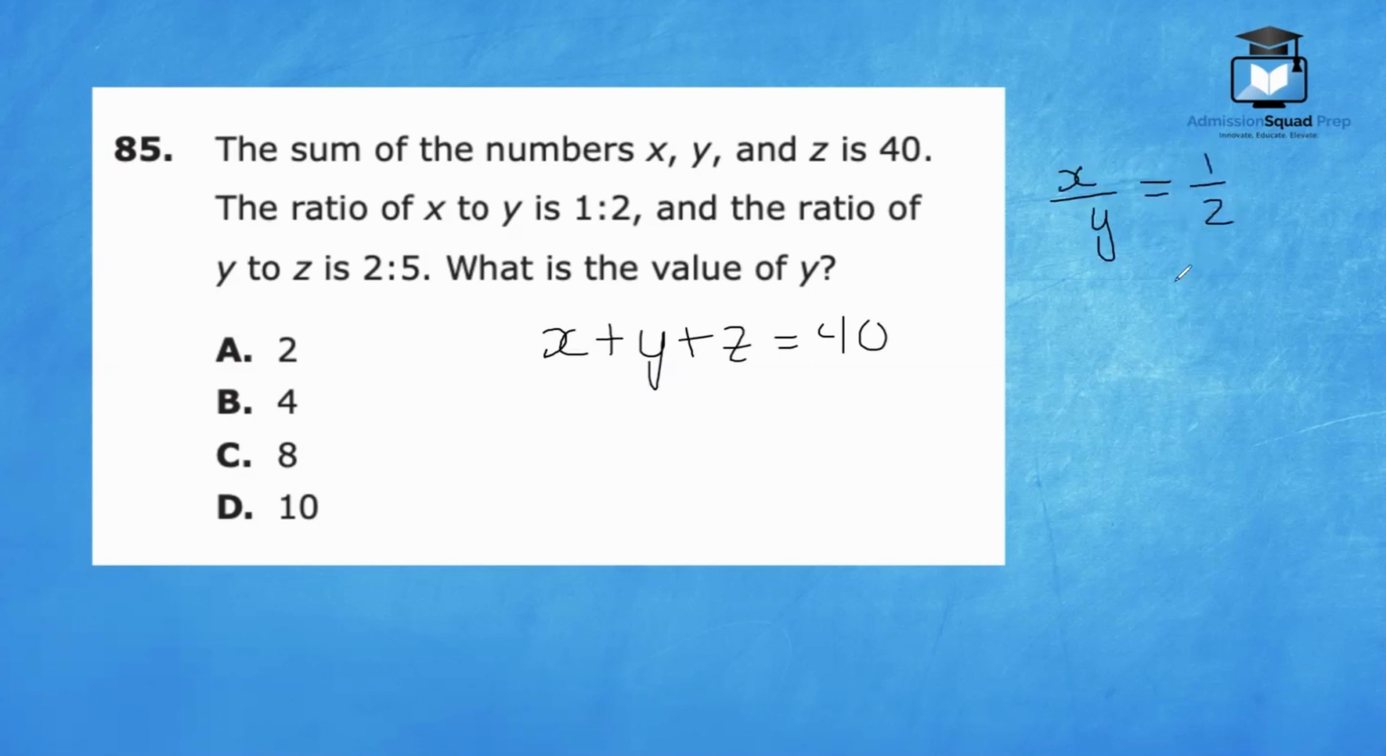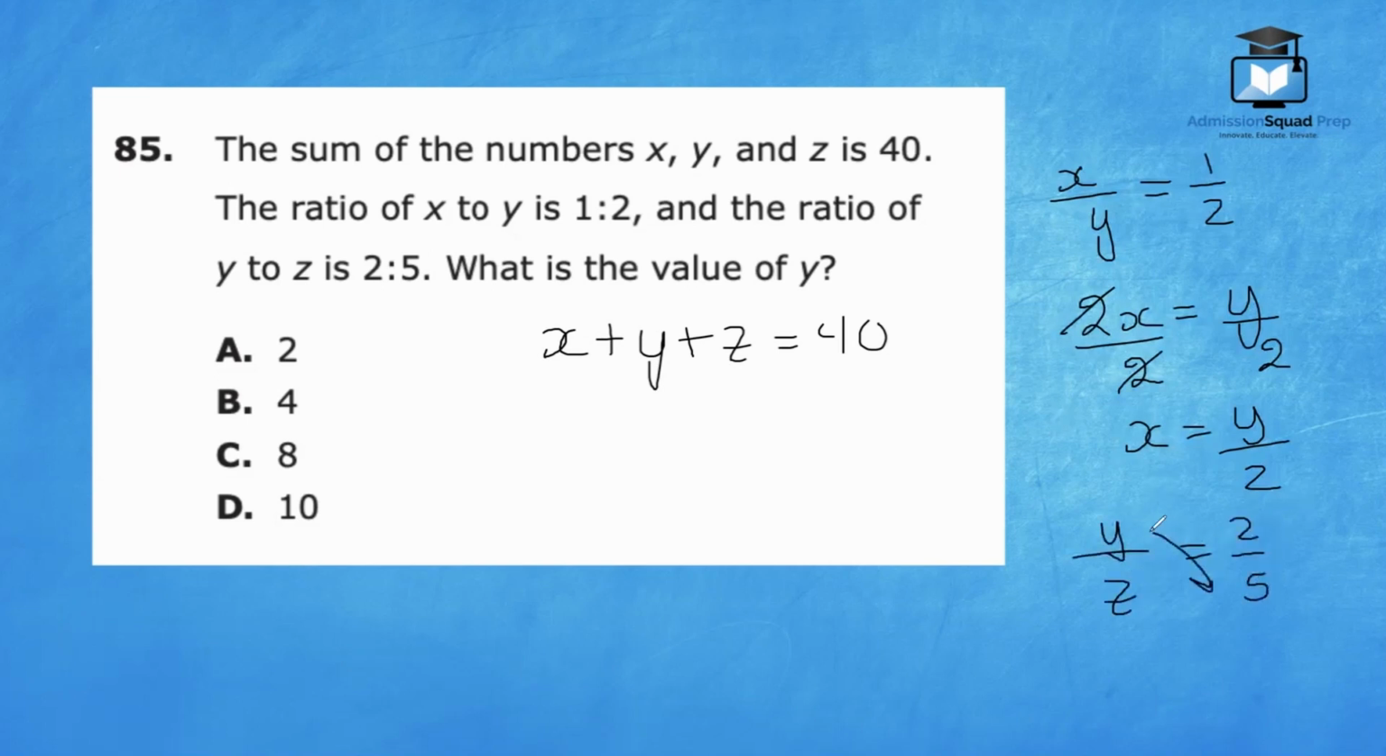We can go ahead and cross multiply. We will have 2x equals y, and our goal is to express x in terms of y. So I will divide both sides by 2. So x equals y over 2. The second ratio lets us know that y to z equals 2 over 5. Again, we can cross multiply. So we have 2z equals 5y, and now we can divide both sides of this equation by 2. So z equals 5y over 2.